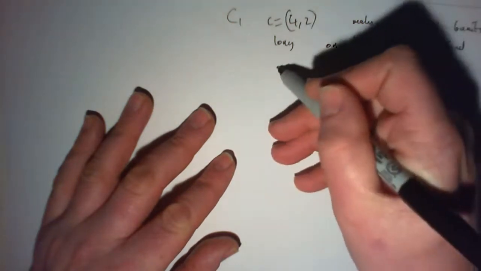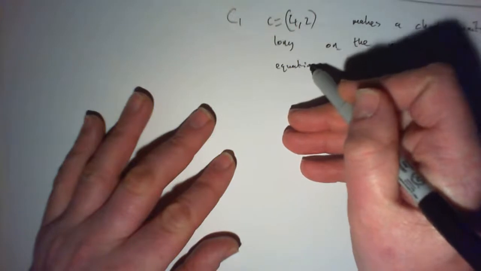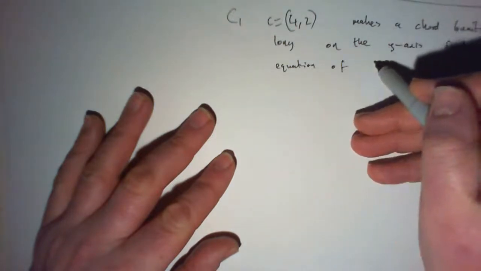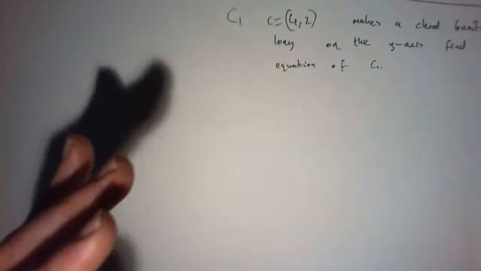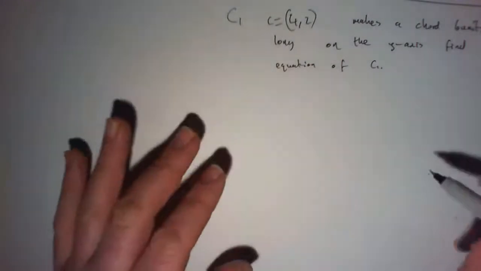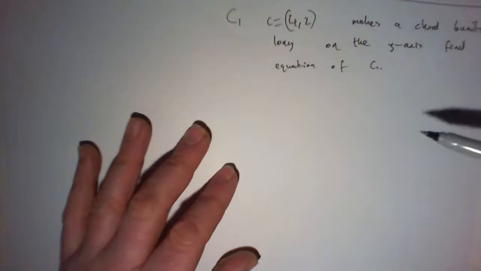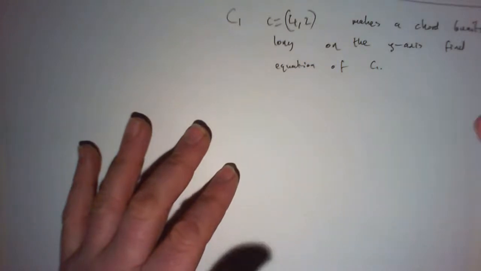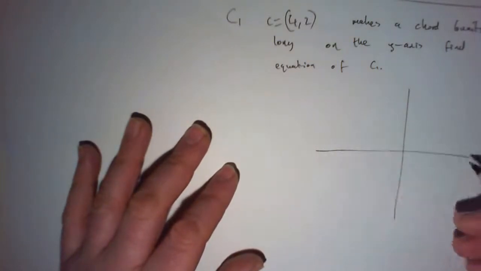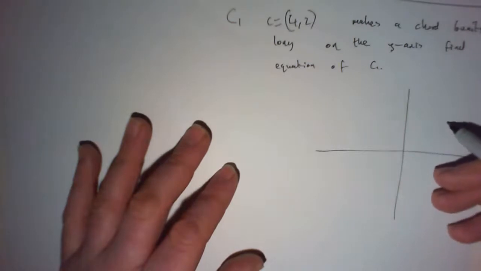Find the equation of C1. So, what do we know? We know that it must make a chord 6 units long on the y-axis. So I don't know what it looks like, but I do know the following has to be true. The center, (4, 2), is out here somewhere.